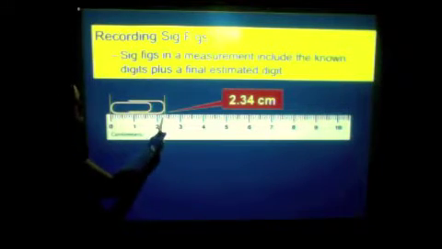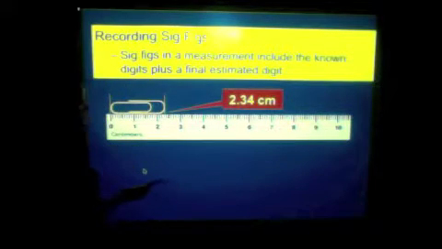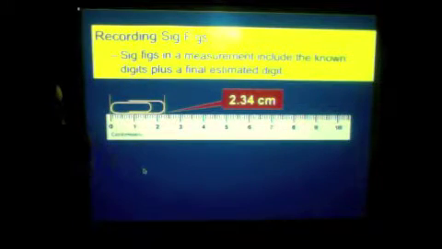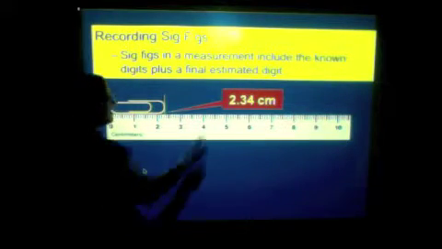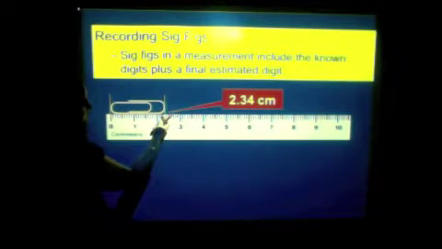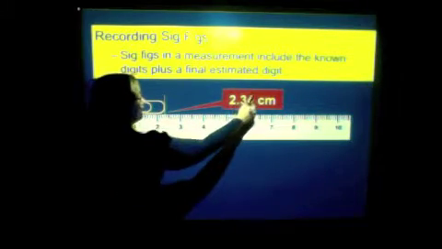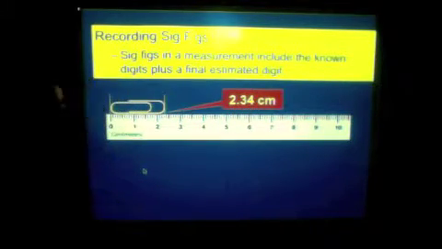Now, most students would put 2.3 or 2.2, whichever one they thought was closest. But your measurement is not correct because you're not recording to the correct number of sig figs. You have to go to that unknown digit, and so you have to base it off of where it falls between these two lines, and it's about halfway there, so 2.34. Now you could have a different number here and be wrong, and still be right because it's an estimated digit.